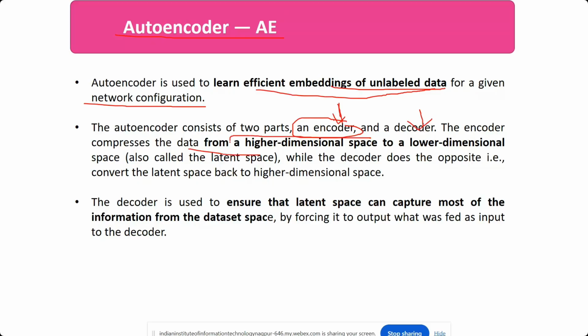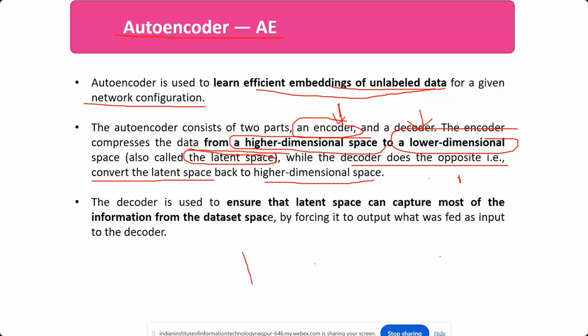Take the high dimensional data and convert it into the low dimensional space. That low dimensional space is called a latent space. So what will the decoder do? It takes that low dimensional data and does the opposite: it converts the latent space back to the high dimensional data. So you compress the data and then you decompress the data. That is what you are doing in an autoencoder.